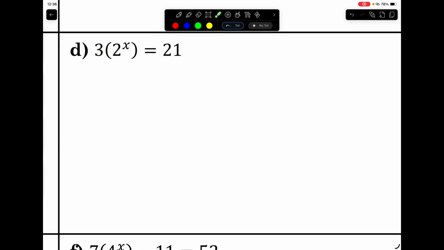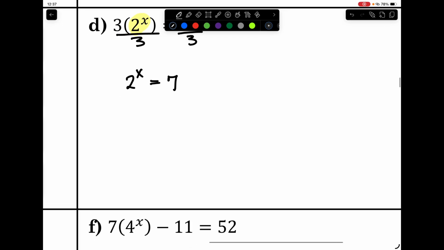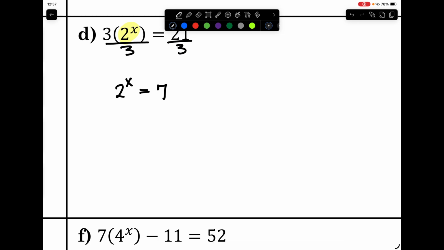So for example D, similar situation, we have a power, but instead of adding or subtracting something to our power, we're multiplying it. So to move the 3 to the other side, we're not going to do the opposite of the number. We're going to get the reciprocal of that number. So we're going to divide by 3. So 2 to the x is 7. And I like using again the appropriate base there instead of the natural log.